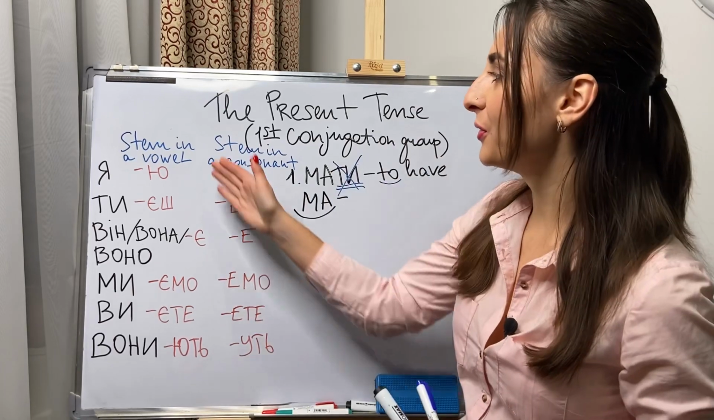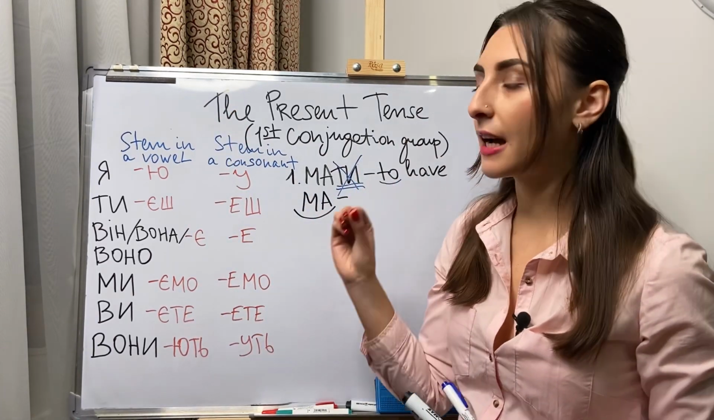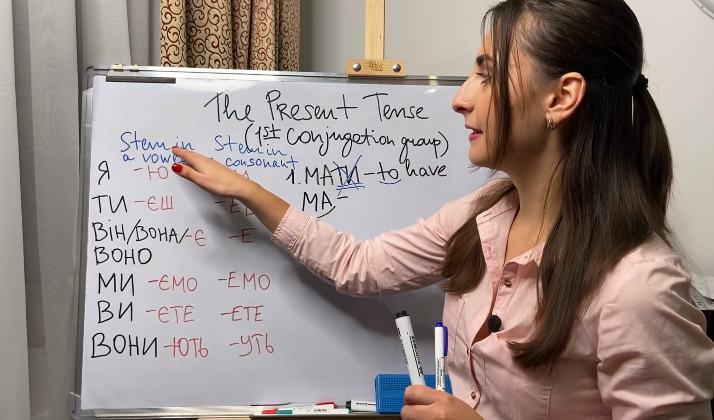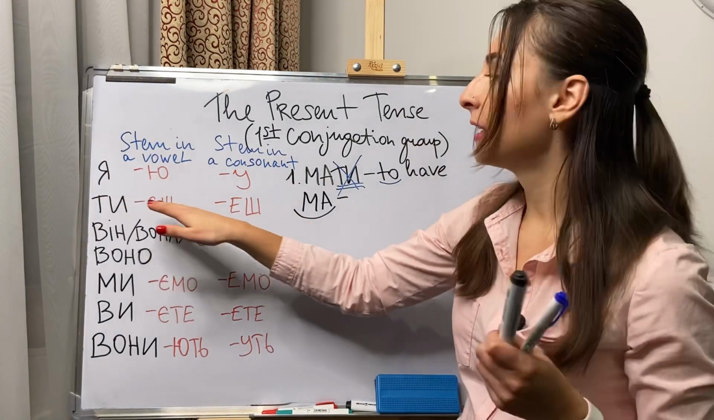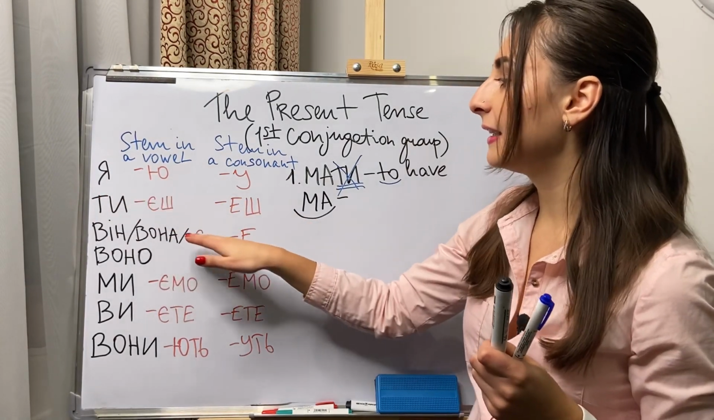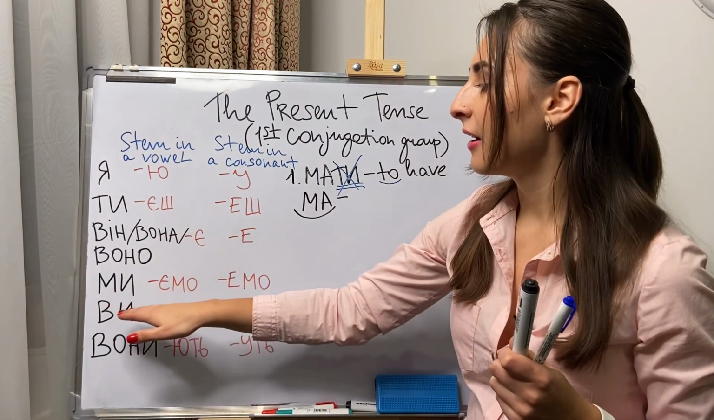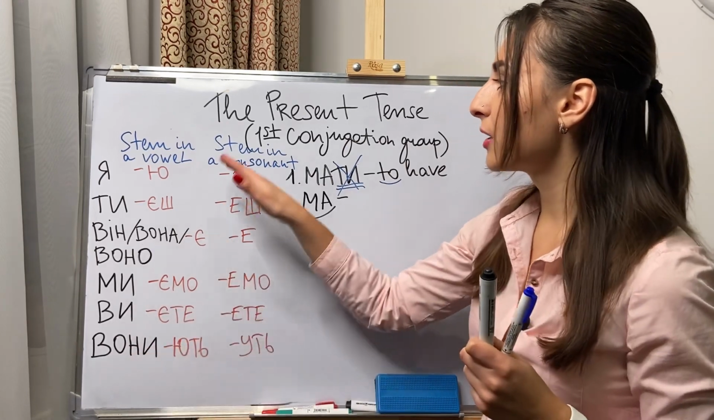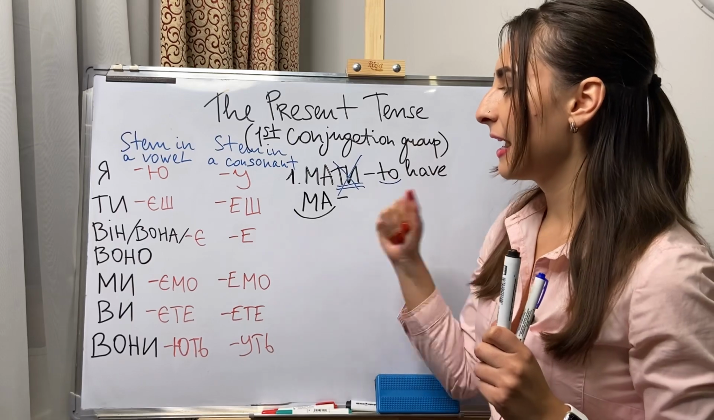Then you have to use this first kind of endings. So you see, the stem ends in a vowel. Then you have to add ю for я, єш for ти, є for він, вона, воно, ємо for ми, єте for ви, and ють for вони. When the stem ends in a consonant, then you have to add this kind of endings.